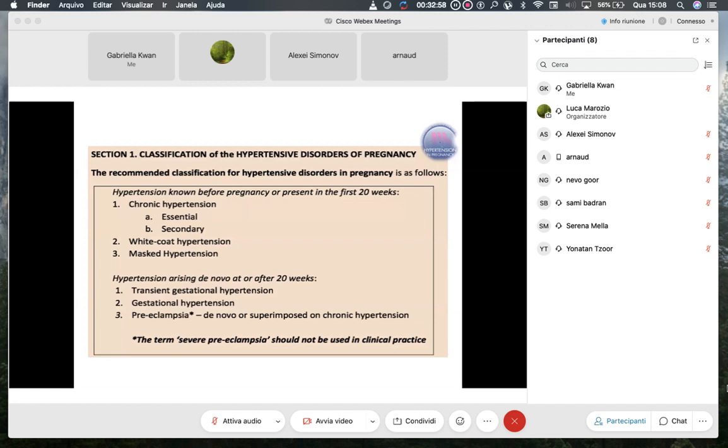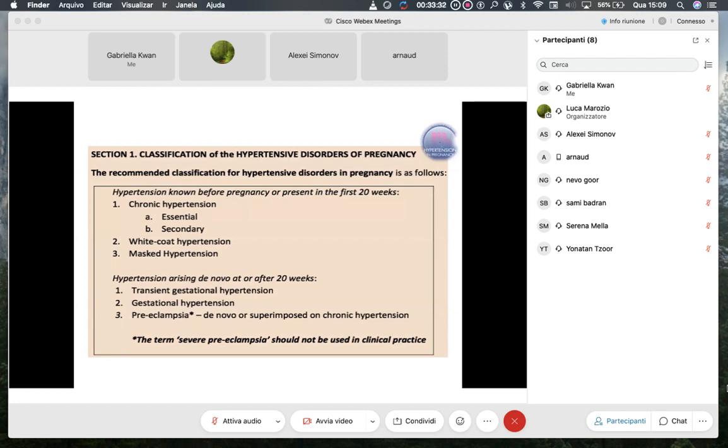Well, this is the classification, and then we'll stop that. Classification of the hypertensive disorders of pregnancy. We have two types of hypertension during pregnancy. First type is hypertension known before pregnancy, pre-existing hypertension, or hypertension which is diagnosed in the first 20 weeks of pregnancy, in the first half of pregnancy. First time.